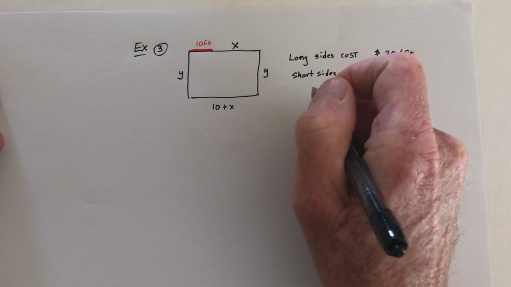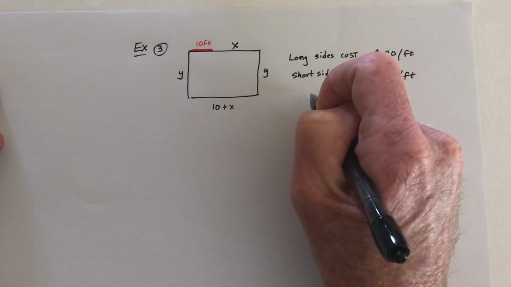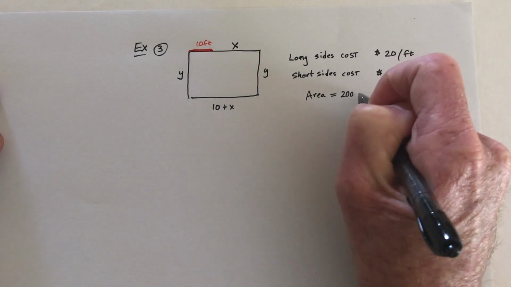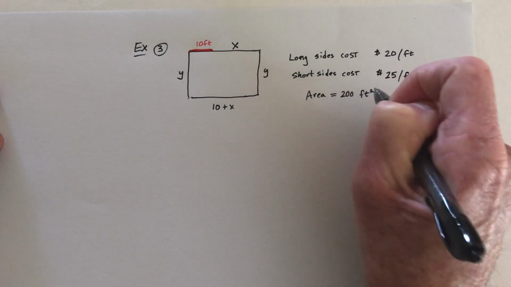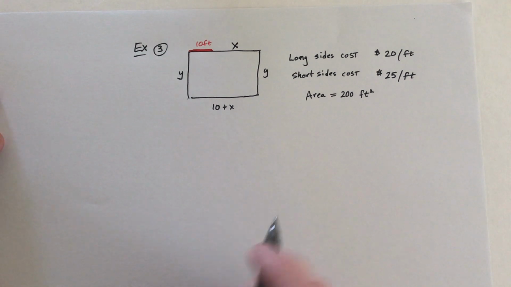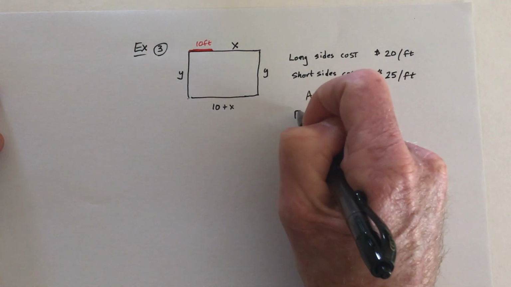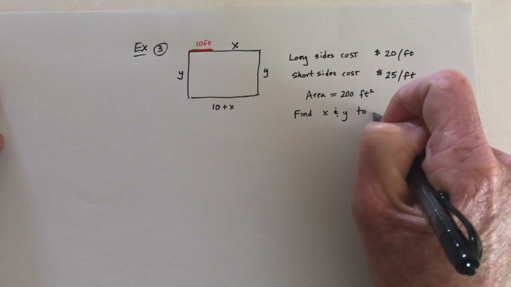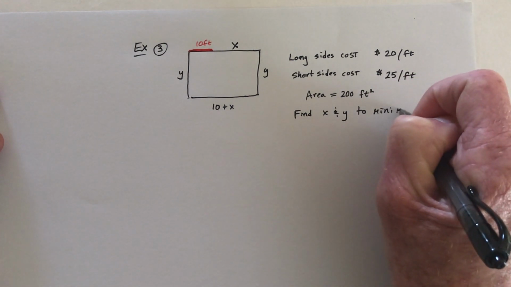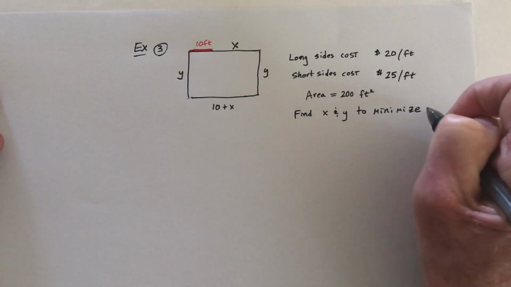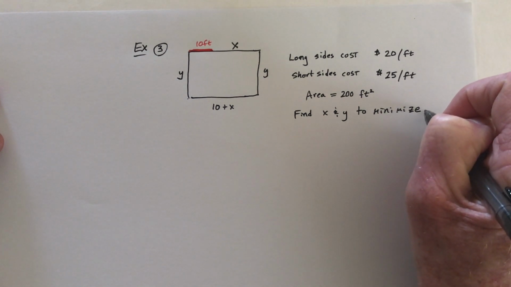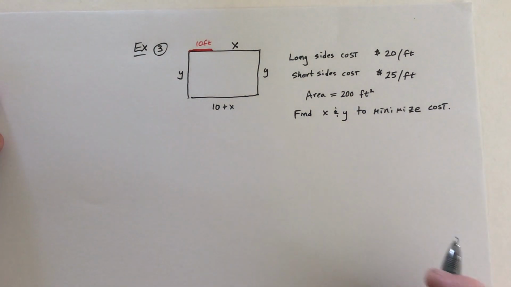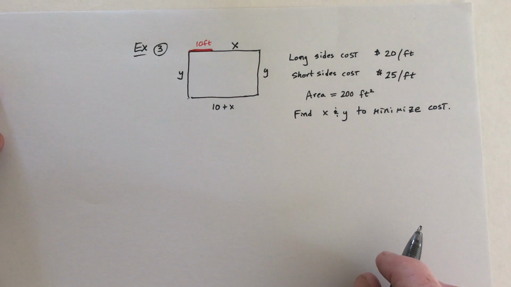And then this little pig needs a certain amount of area, and the area has to equal 200 square feet. So find the lengths, or find x and y, to minimize the cost. Because of course we want to build something that's nice for the pig, but if we can do it for the least amount of money, that would be nice. So find the x and y so we can minimize the cost.